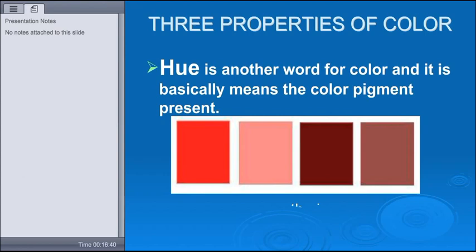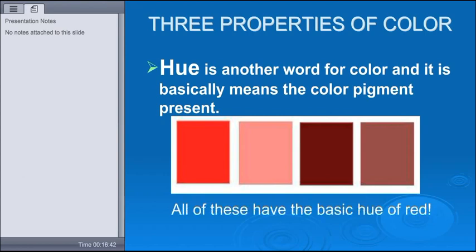All right, this is the first property. Hue is another word for color, and it basically means the pigment of a color. So hue means the color pigment. All of these that you are looking at are the basic hue of red.